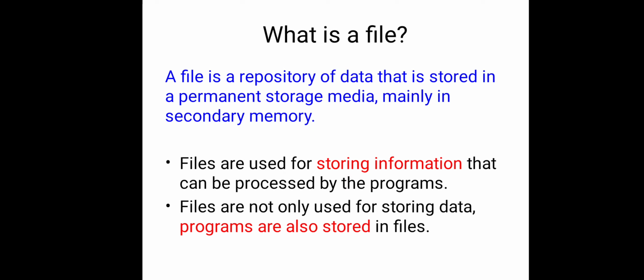Before getting deep into file processing, we should know what a file is. A file is a repository of data that is stored in permanent storage media, mainly in the secondary memory. To have permanent storage of our information, we need the file concept. Files are used for storing information that can be processed by programs. Not only the information, the programs are also stored in files, so that we can use the same program again to process our input and get the appropriate output.